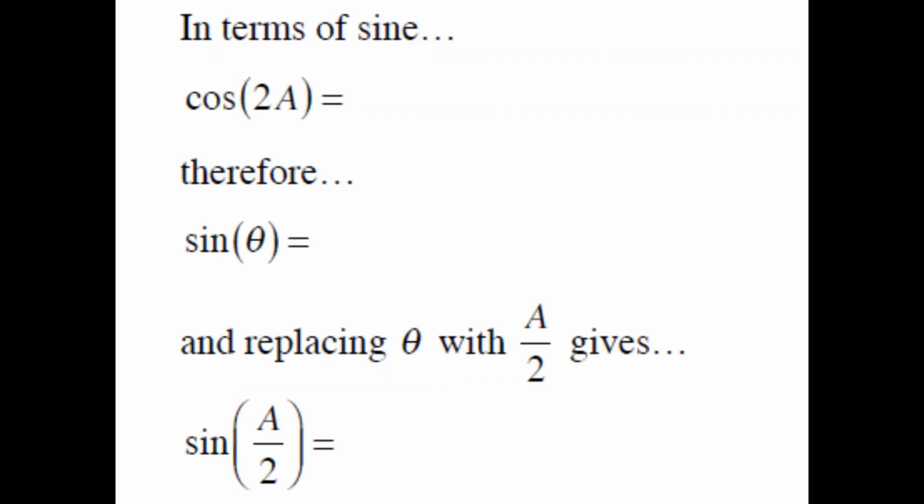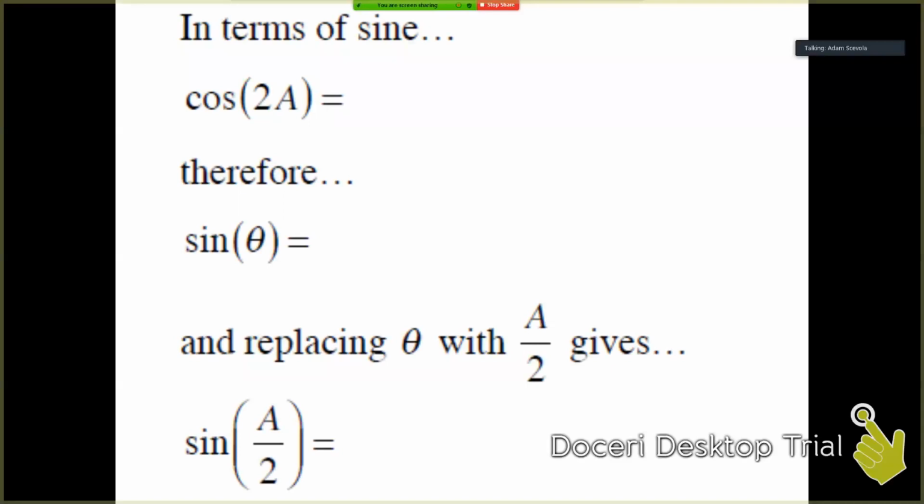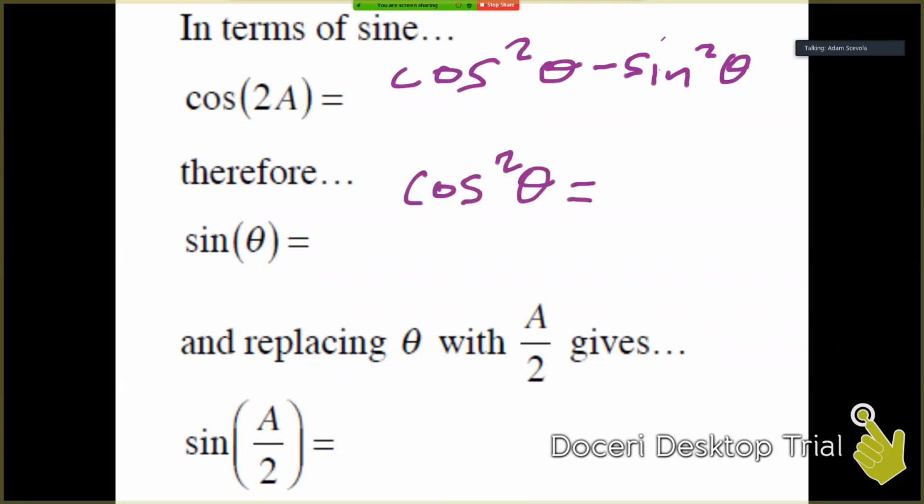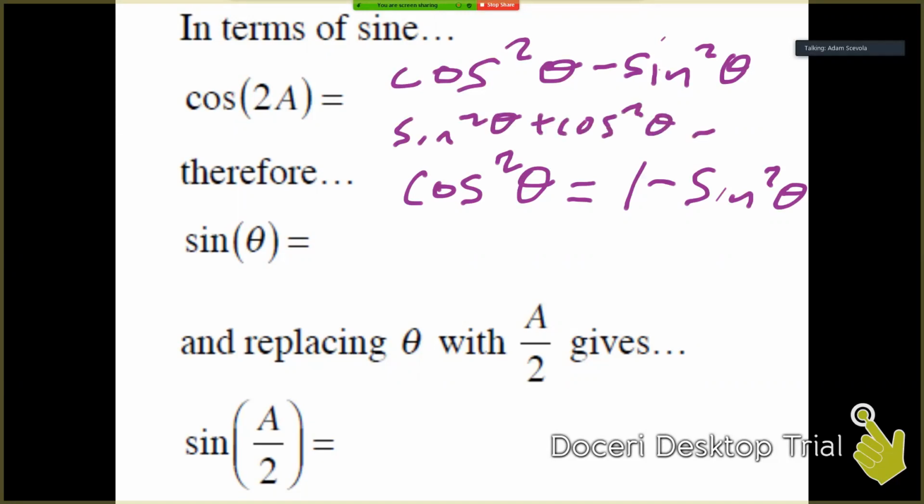First, we're going to write the cosine of 2a formula, but in terms of sine. There are three formulas for the cosine of 2a. Cosine squared minus sine squared is one of them. It's not in terms of sine, it's in terms of sine and cosine. But remember, cosine squared is equal to 1 minus sine squared, because sine squared plus cosine squared is equal to 1.